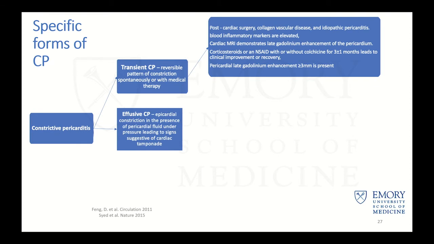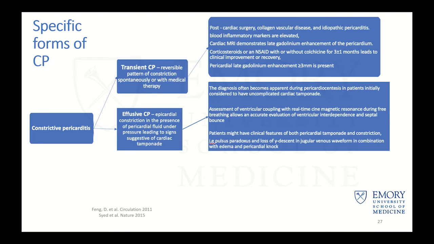Now, effusive constriction is when epicardial constriction happens in the presence of pericardial fluid under pressure. That can lead to signs of both constrictive pericarditis and cardiac tamponade. Now, interestingly, sometimes you can't really diagnose constriction without doing a tap. So after you take the fluid out, now you start seeing the signs of constrictive pericarditis. Occasionally, you can see signs of both. For example, you can have pulsus paradoxus, but you can also have loss of Y descent in a JVP, and at the same time, you can have a pericardial knock or signs of right-sided heart failure.